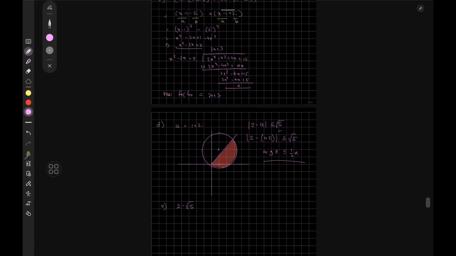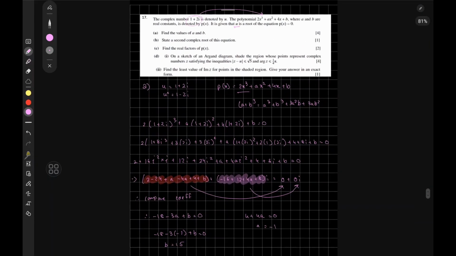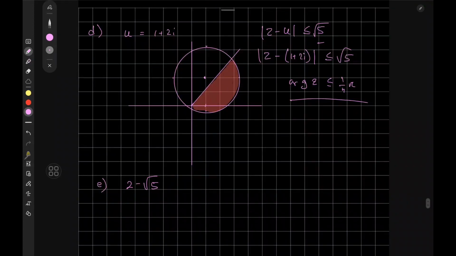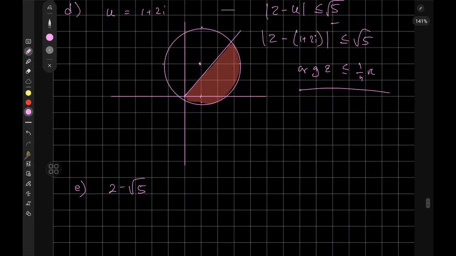And next you have 2. What is 2? Find the least value of the imaginary part of z for points in the shaded region. Give your answer in an exact form. So basically they're telling you that the imaginary part of the complex number is going to be the least. They want you to find out when is the imaginary value the least. So when is it least? Over here. So how do you find that?